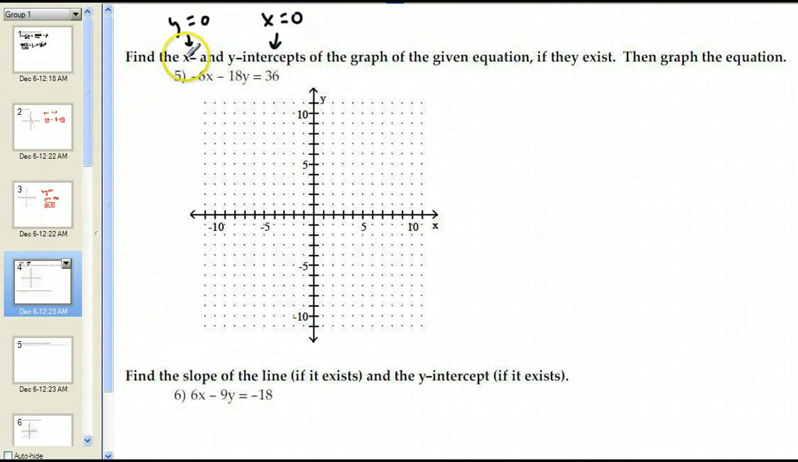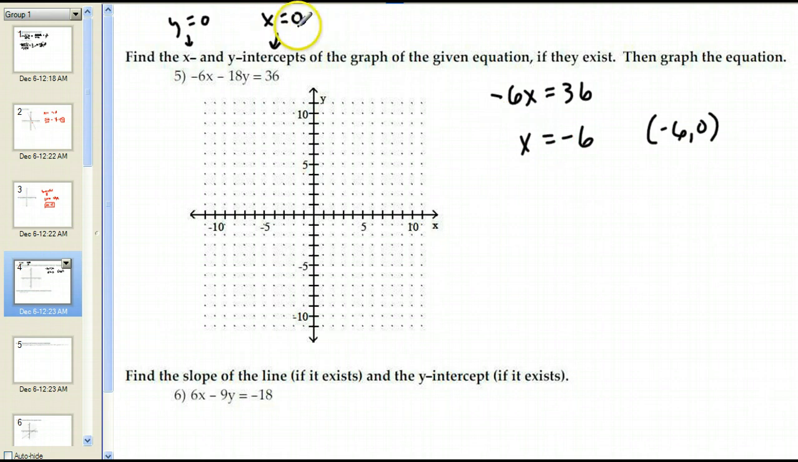Okay, so for the first part, the x-intercept, set y equal to 0. That means I'm just left with 6x equals 36, because if y is 0, this whole term is gone. That leaves me with x equals negative 6, right, dividing both sides by negative 6. So there's our x-intercept, negative 6, 0.